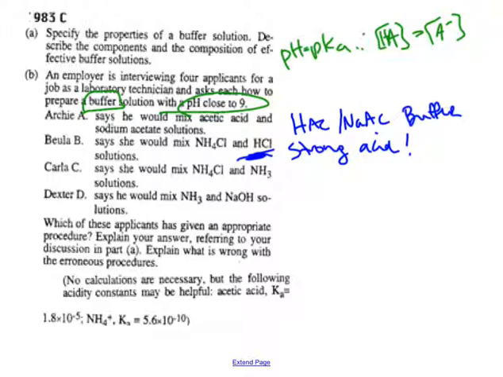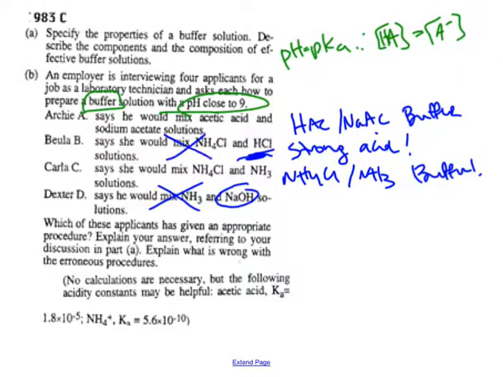Carla C. says she would mix ammonium chloride and ammonia. Did she make a buffer? Yeah, she did. Good, Carla. Nice work. Dexter said he would mix ammonia and sodium hydroxide. Yeah, they're both bases, but that's a strong base. So Dexter and Beulah, we'll see you next time. Thanks for coming. All right, like American Idol, go get some experience and come back next year.